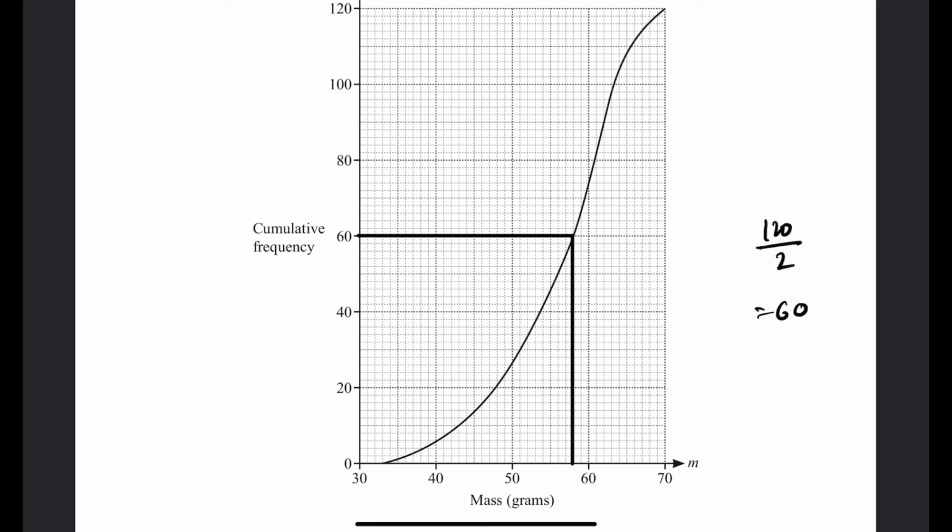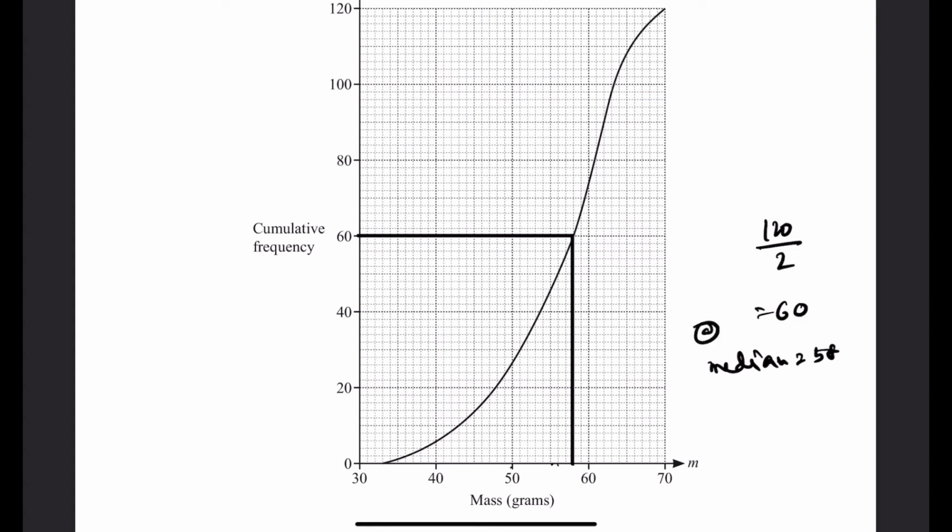So median is, this is the median, 50, this is 60, 55, 56, 57, 58. So median equals 58. Now we need to find out the interquartile range.